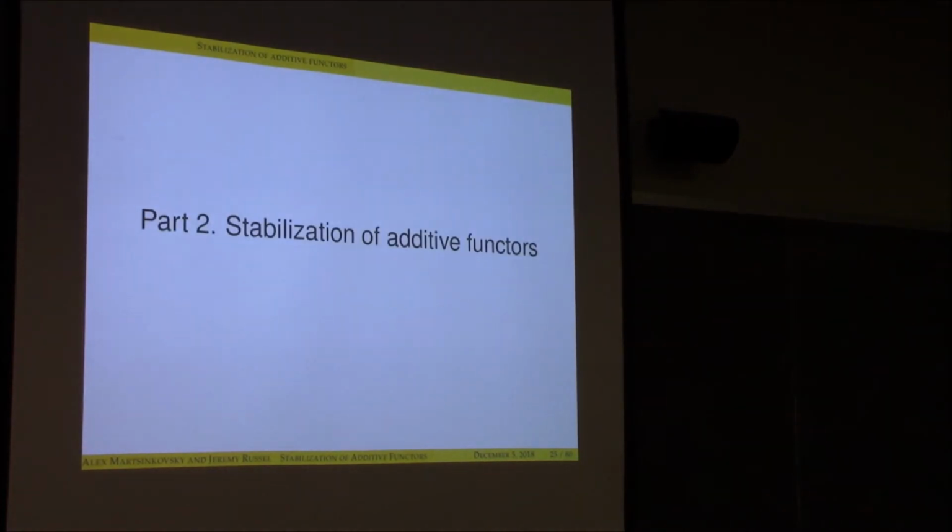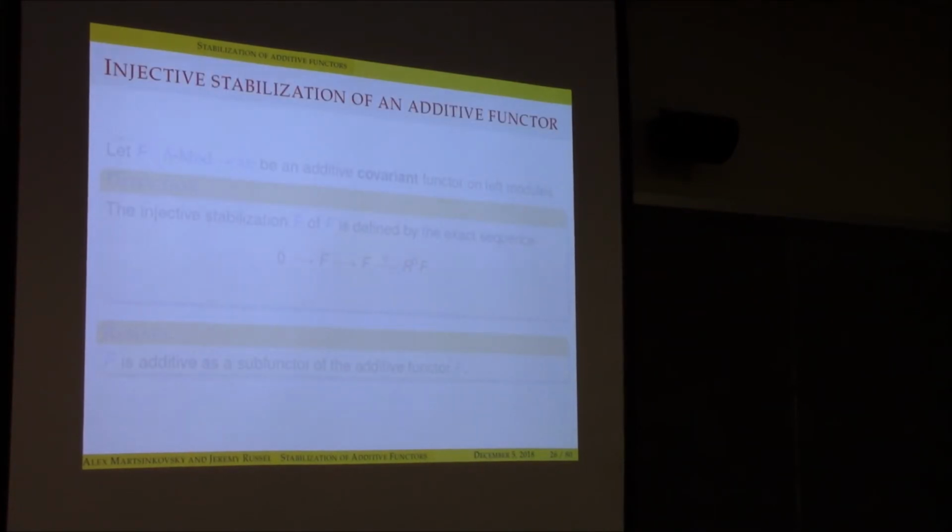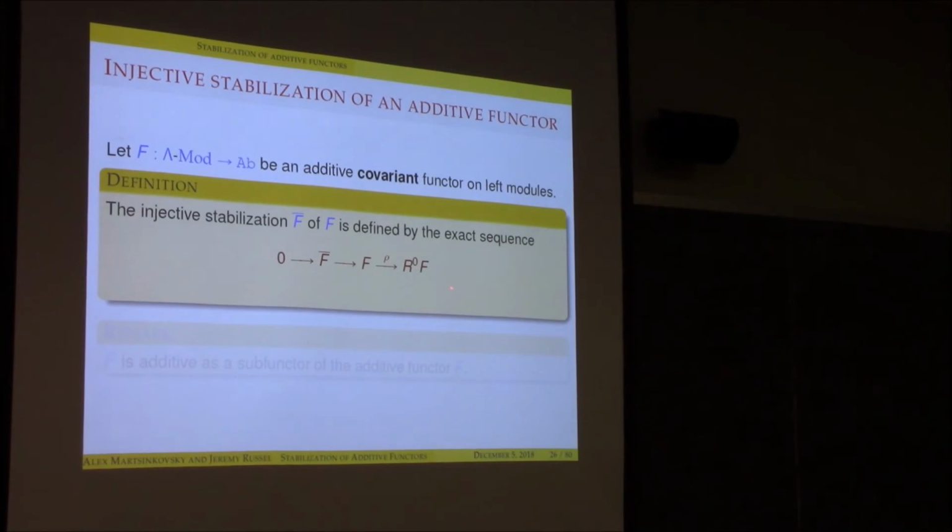Okay. And now we come to the concept of the stabilization of an additive functor. To this end, let me first give a definition and then I'll have the picture. So we assume that we have an additive covariant functor, say on left modules. We're going to look at the natural transformation from the functor to its zeroth derived functor and take its kernel. And that's called the injective stabilization.